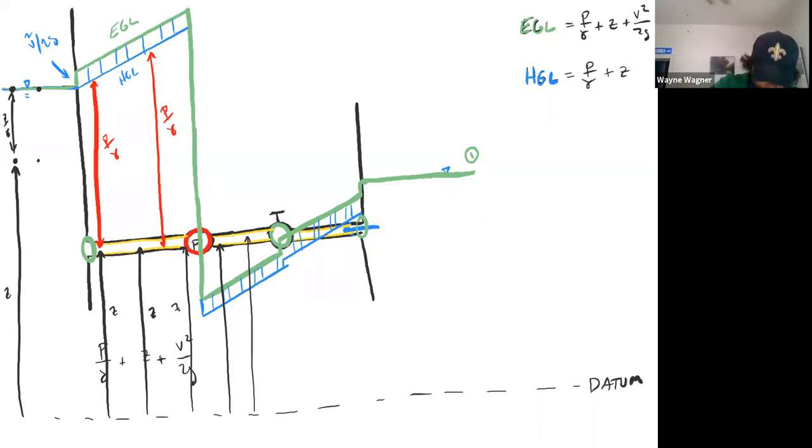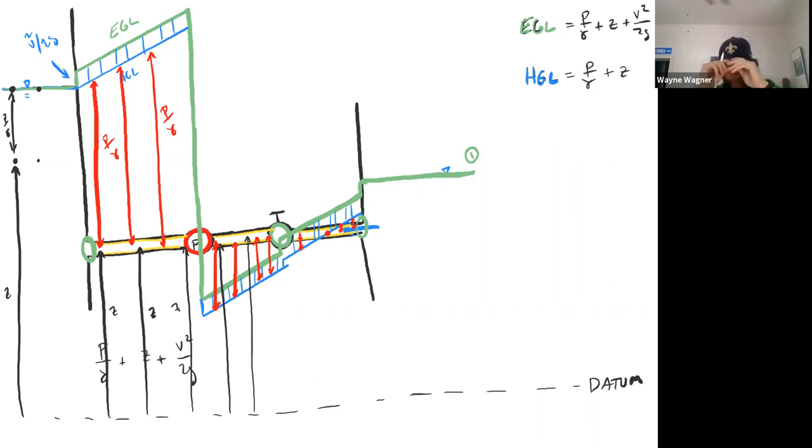Anyway, so this relationship right here, that P on gamma goes from Z to the HGL, continues over here. So here's P on gamma right here. And there's a point right here where P on gamma, where the pressure is 0, or atmospheric. And then it starts to be positive again right here. So it is between Z and the HGL.